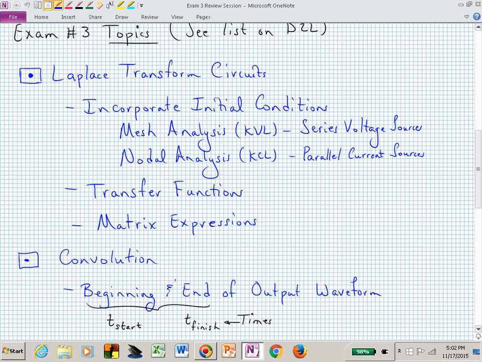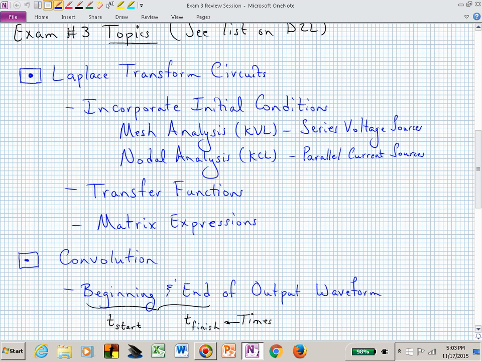If I say in the problem statement, include sources that will make your analysis more conducive to mesh analysis, hint, hint, that means I want you to include the series voltage source initial conditions. Is that clear? Or if I say you're going to do KCL or node voltage analysis, then you will want to include your initial conditions as parallel current sources. That's what I mean by know those two options.